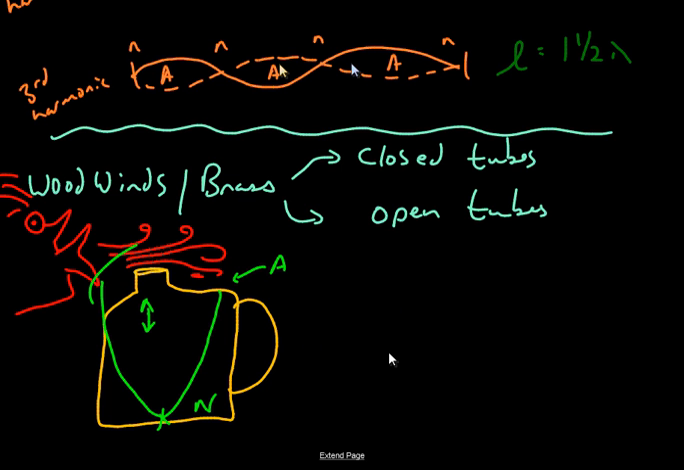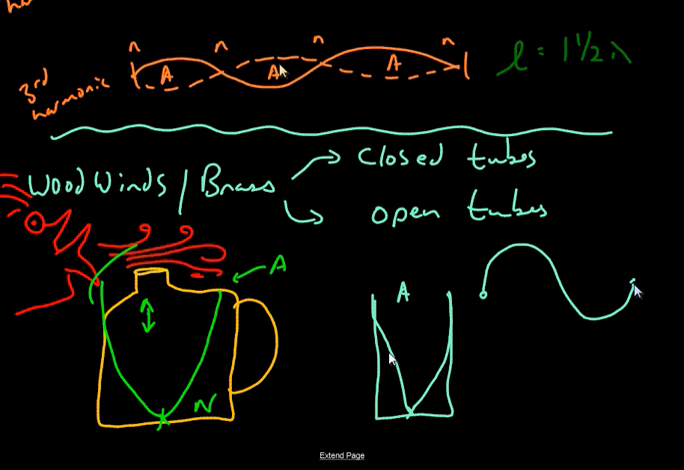Now this is a little bit different than a string, right? So let's just simplify. Here's my open tube, okay? The fundamental here occurs when I have an antinode right here. Now how much of a wavelength is this that I've drawn here? Here's a whole wavelength, right? How much of this do I have? Not even. No, half would be to here, right? A quarter.